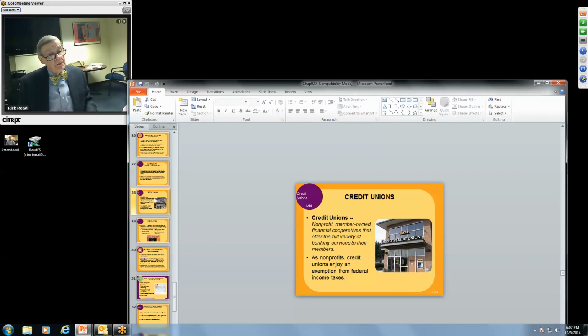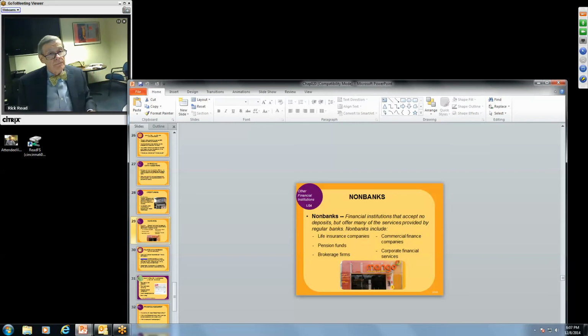And they also have exemptions from federal taxes. Now, they do many things just like banks and savings and loans do: savings deposits, savings accounts, checking accounts, certificates of deposit, etc. They've gotten into more things than they were traditionally. That's not to say it's bad, but they have.